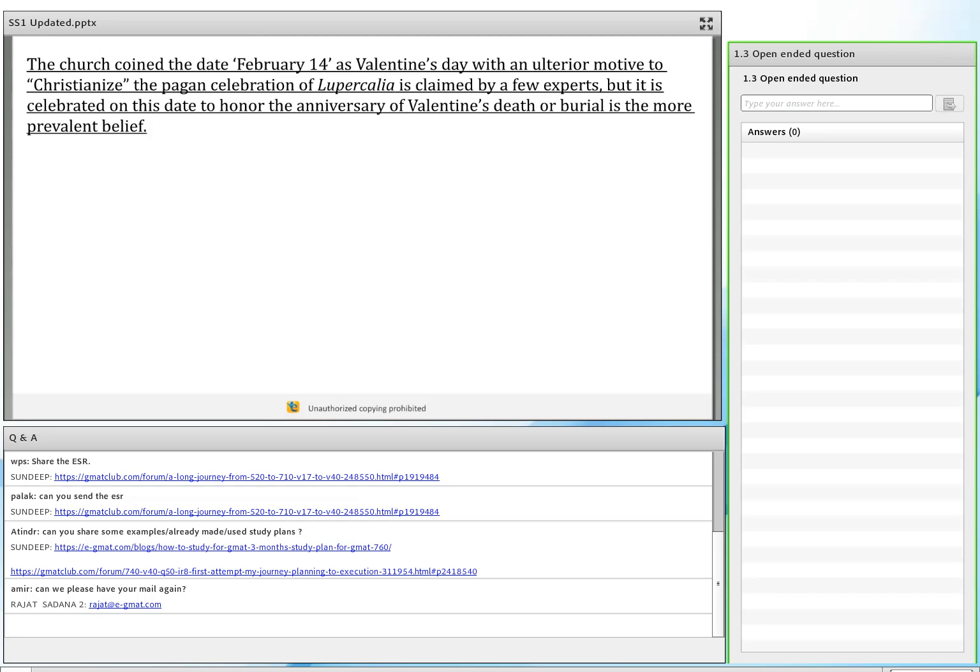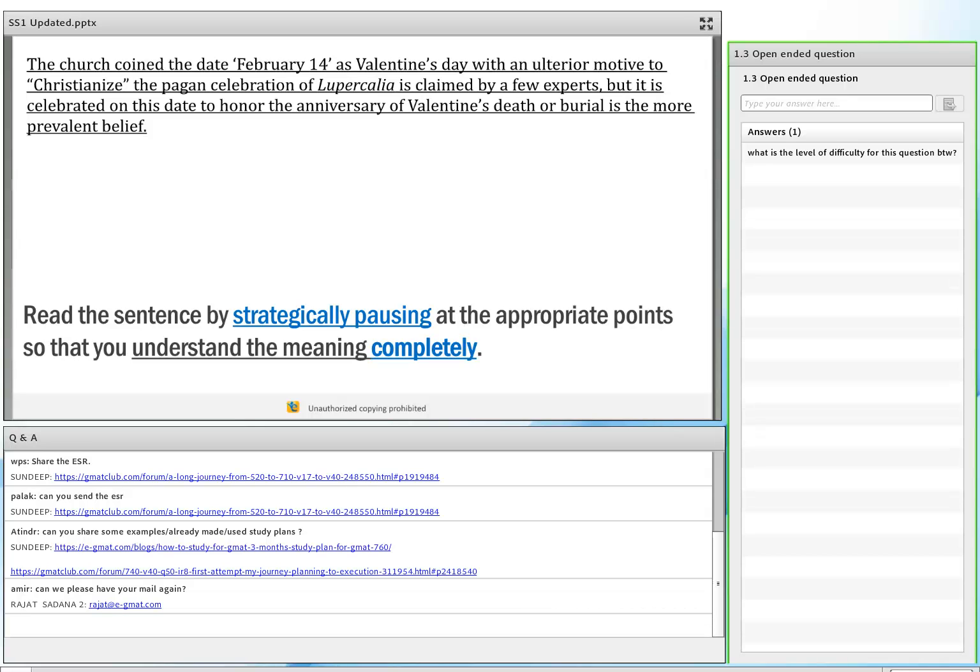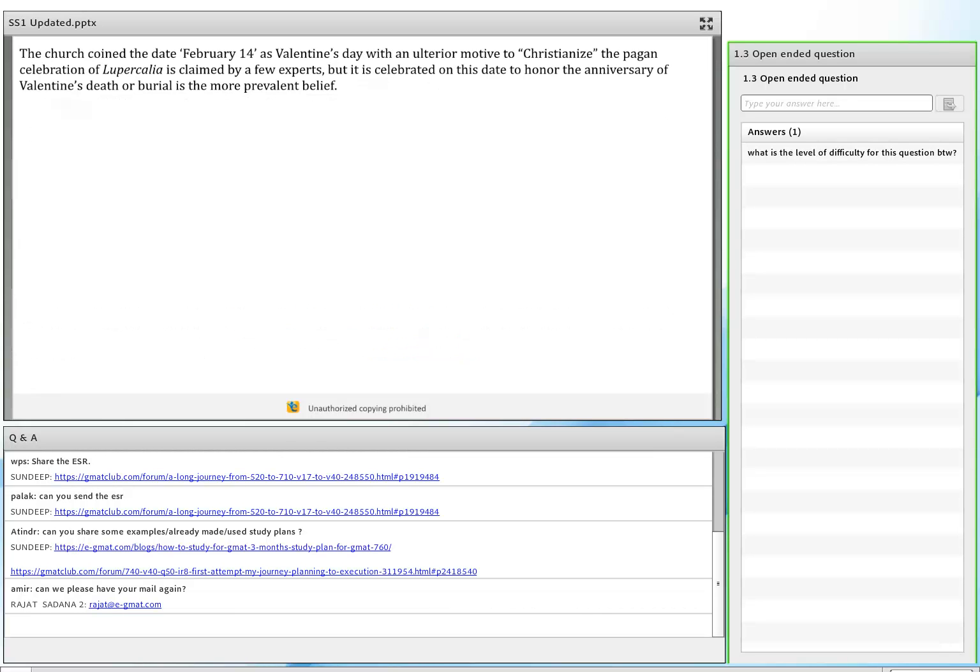What I want you to do is to read this sentence by pausing it at different points. Read the sentence by strategically pausing at appropriate points, and I want you to understand what it is that the author wants to communicate. Okay. So let's do that exactly over here. The church coined the date 14th February as Valentine's Day.